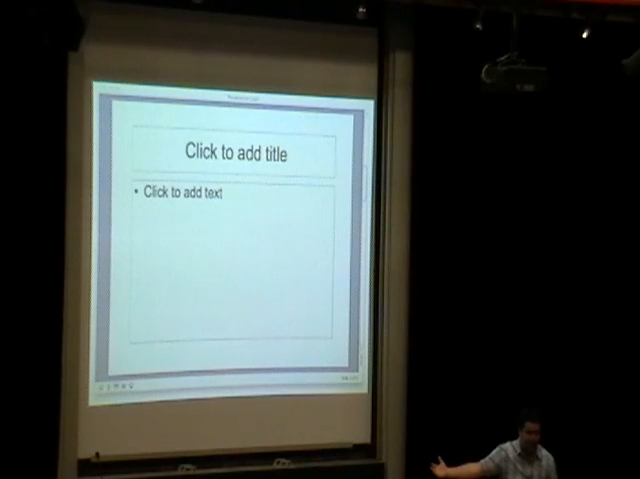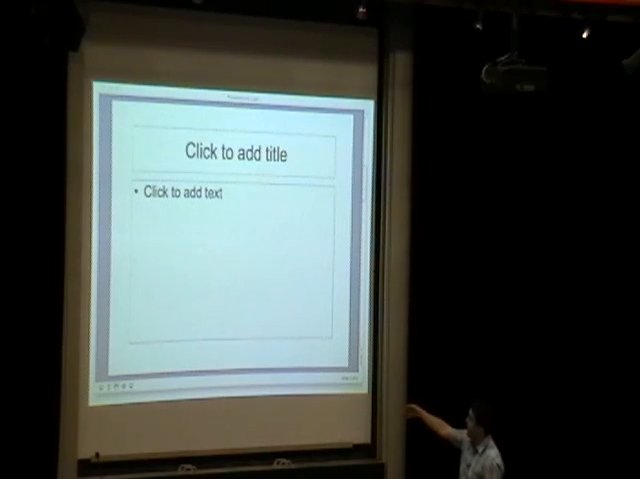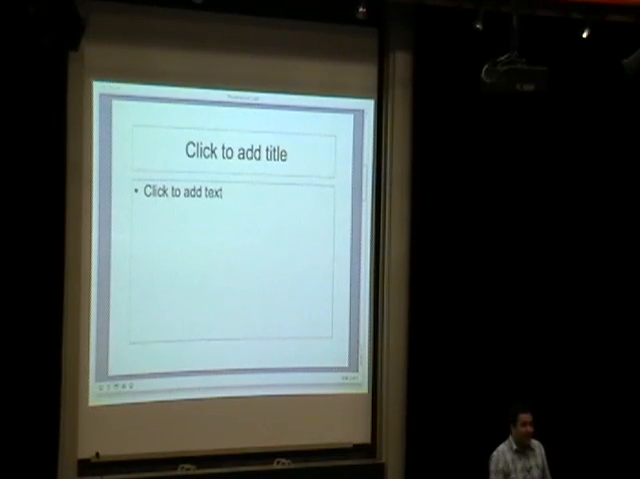The environment looks like this. What do you do if the environment looks like this? The first thing you do is click here to add a title. Okay, I add a title. Click here to add the bullet text. Now, when was the last time you just had one bullet point on a slide? It doesn't look good. It looks horrible to have just one bullet point on one slide.